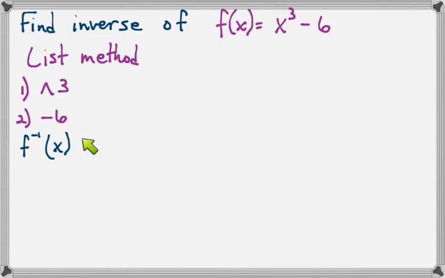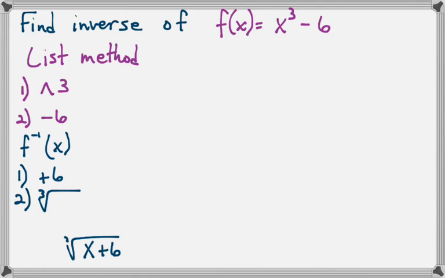Okay, so f inverse is first going to have to undo the minus 6 with a plus 6, and then going to have to undo the third power with, guess what? A third root. The opposite of the power is the root. So now when we write our x, the first thing I'm going to do to it is plus 6. And the second thing we do to it is cube root. And the last thing we do is add the inverse function notation. So our inverse function is the cube root of x plus 6.